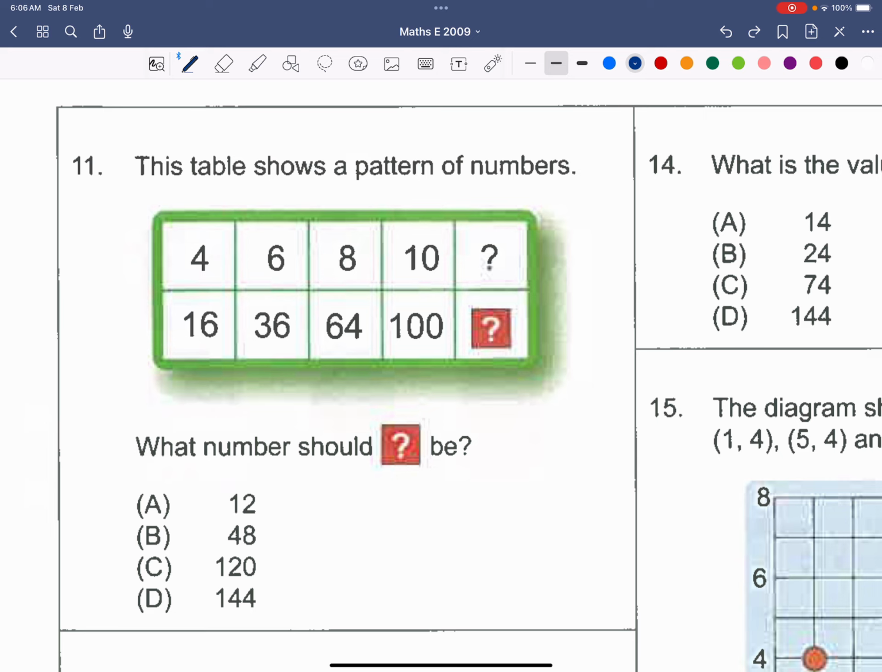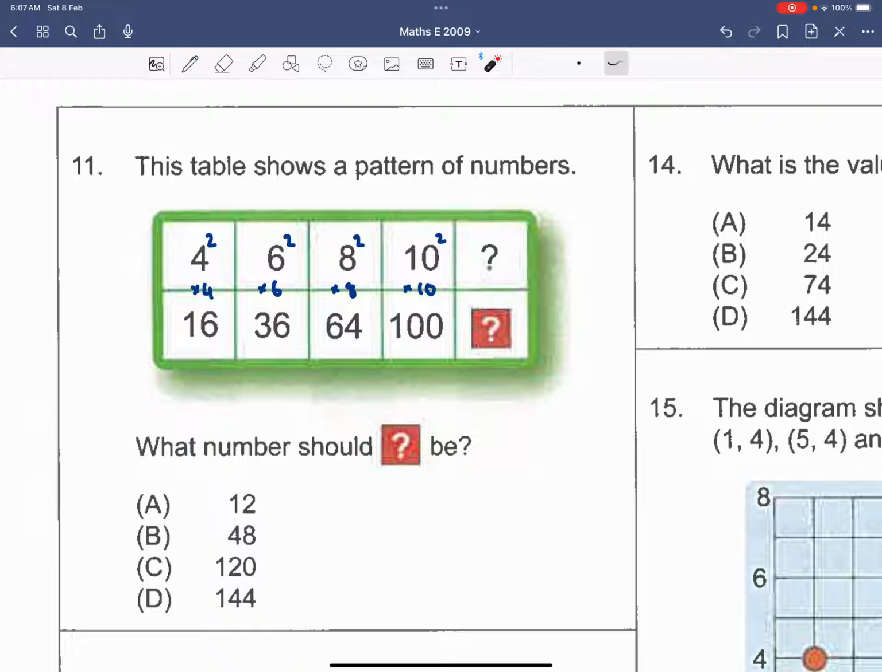So you'll notice that 4 times by itself gives you 16. 6 times 6 gives you 36. 8 times 8 gives you 64. You can see they're basically timesing it by itself, or you can think of it as squaring it. They're basically doing 4 squared, which gives you 16. 6 squared gives you 36. 8 squared gives you 64. 10 squared gives you 100. So you'll notice it's a squaring thing.